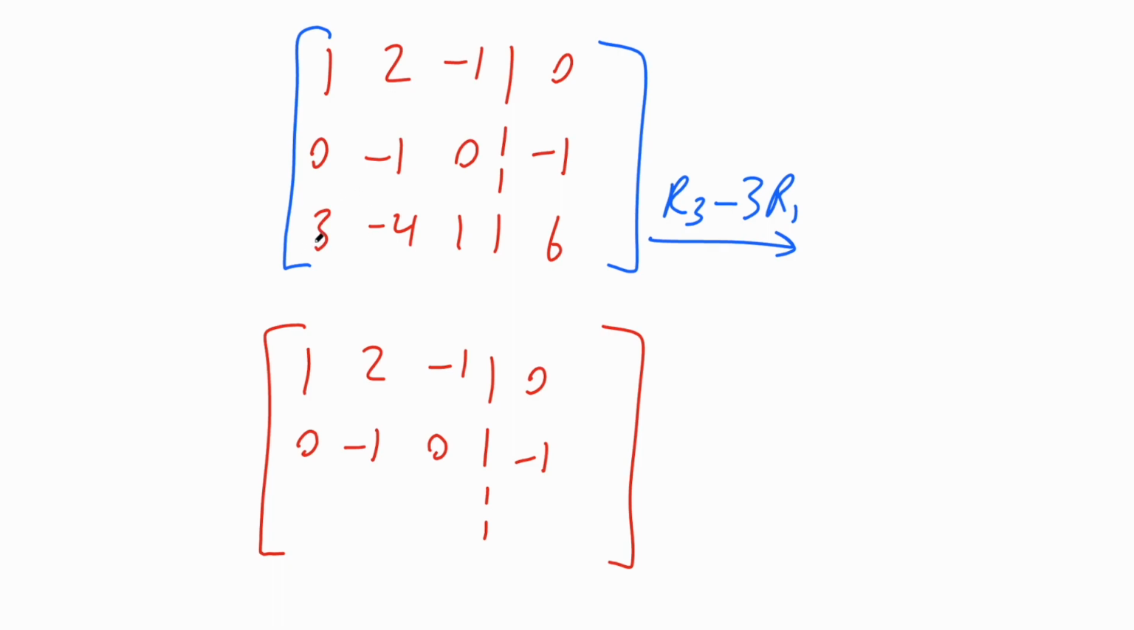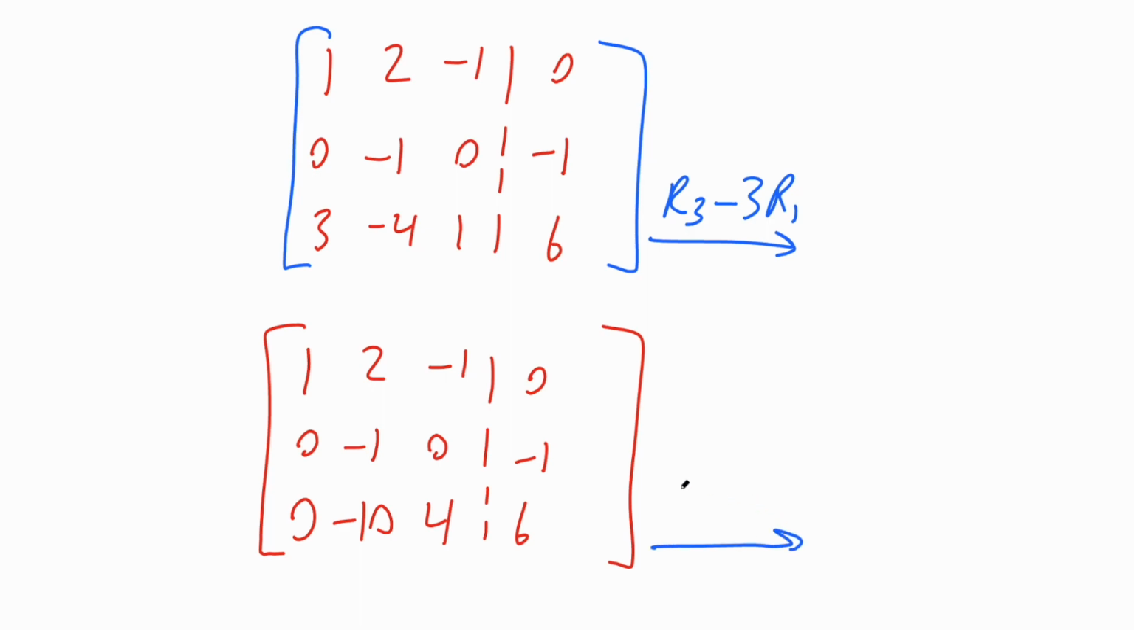So we have row 3, so 3 minus 3 times 1, so 3 minus 3 is 0. Then we have negative 4 minus 3 times 2. Negative 3 times 2 is negative 6. Negative 4 minus 6 is negative 10. Now we have 1 minus 3 times negative 1, which is going to be positive 3. 1 plus 3 is 4. And then the last one, we have 6 minus 3 times 0, which is 0. So we have 6. So we're almost there. This is 0, this is 0. Now this needs to be 0.